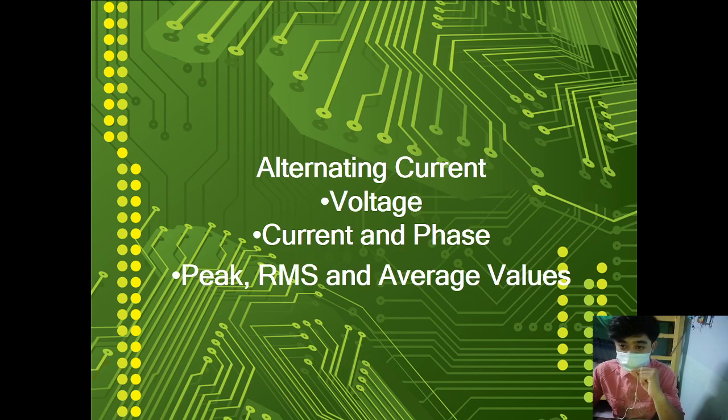Today I'll be discussing basic concepts of alternating current, limited to these topics. One is alternating current, second is voltage, third is current and phase. The last one would be peak, RMS, and average values.